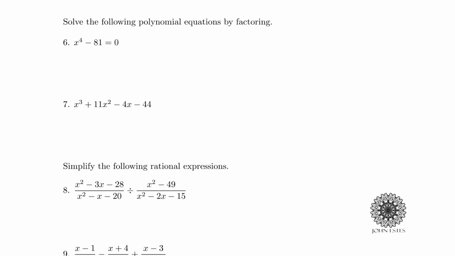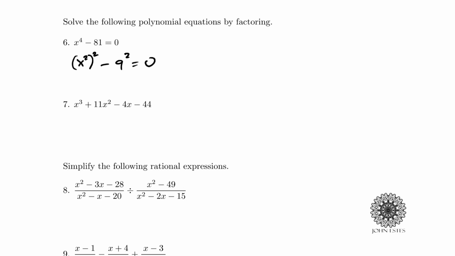Okay, that covers all the techniques of solving quadratic equations, but now we're going to move on to polynomial equations, and these are ones that we can factor. So start off with x to the fourth minus 81 equals 0. And the trick to this one is to recognize that x to the fourth is the same thing as x squared squared. And of course 81 is 9 squared.